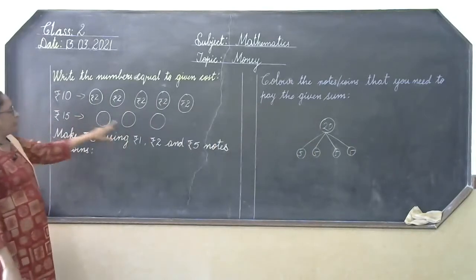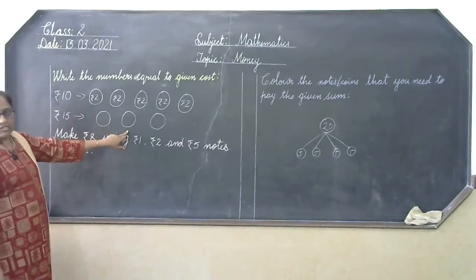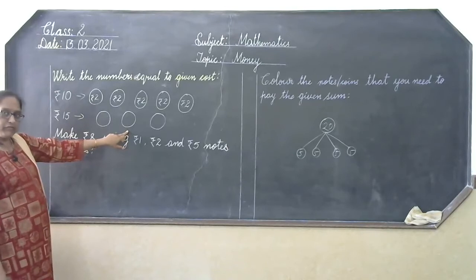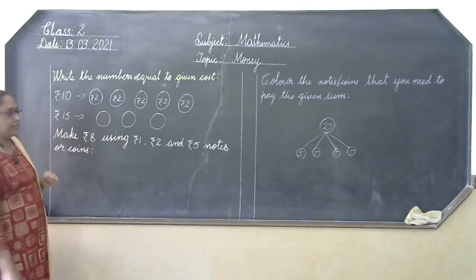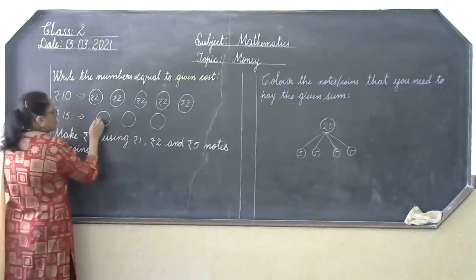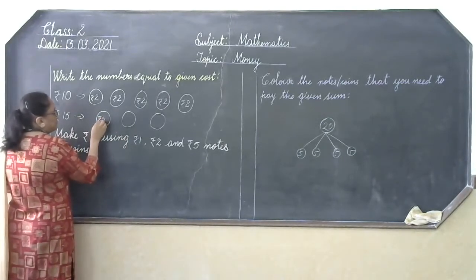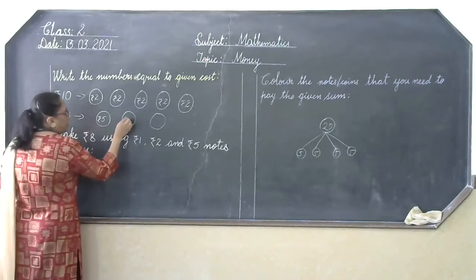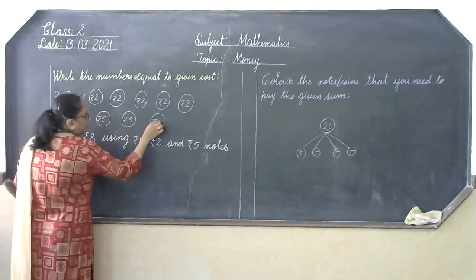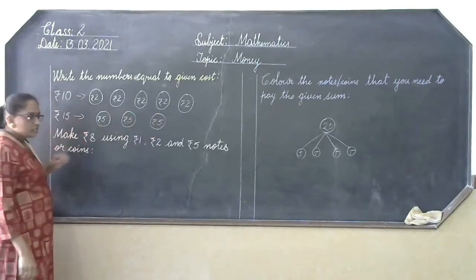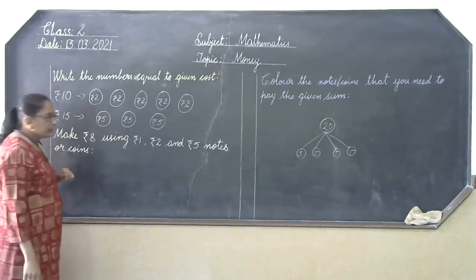So 15 should be divided among 3. When you take 3 ones, when do you get 15? In 3 fives, you will get 15. So what will you do here? Rupees 5, rupees 5, then rupees 5. Understood? So you will do like this, children.